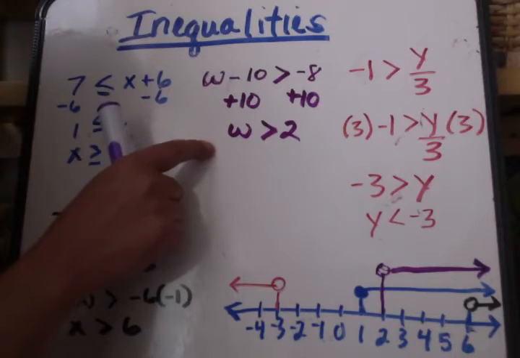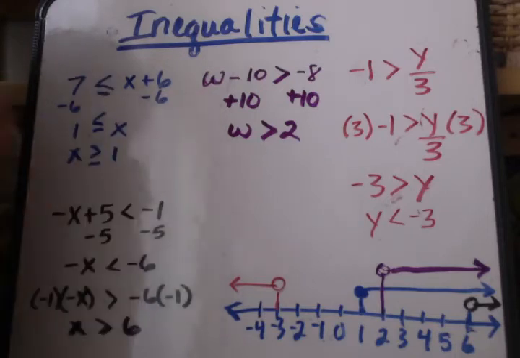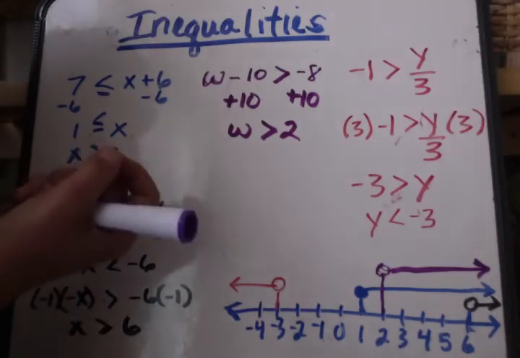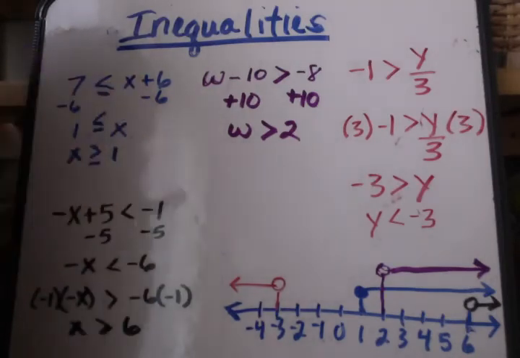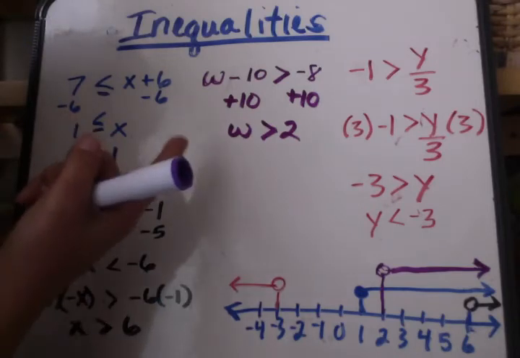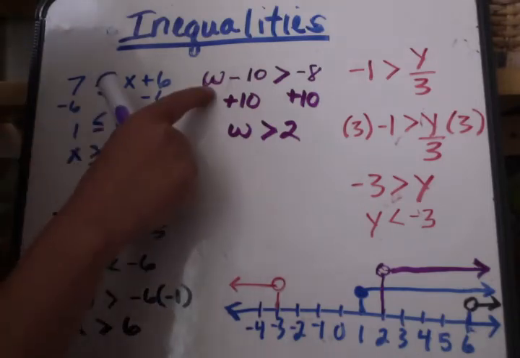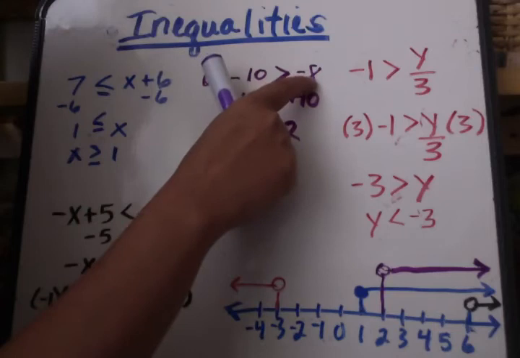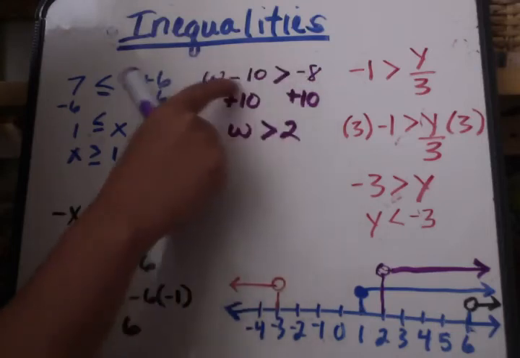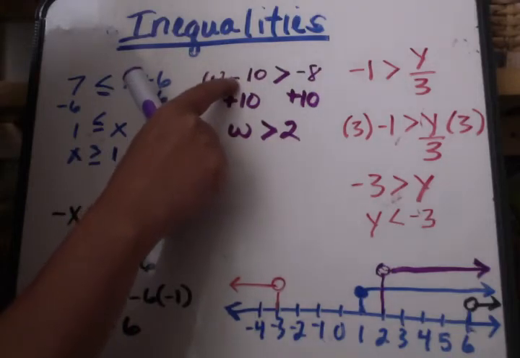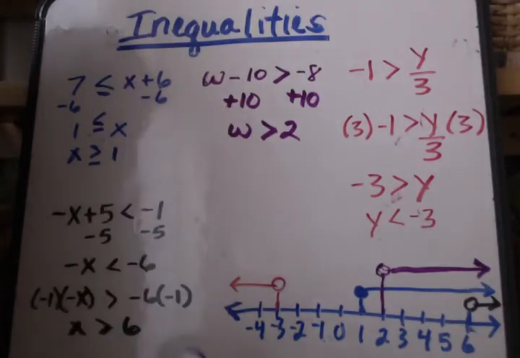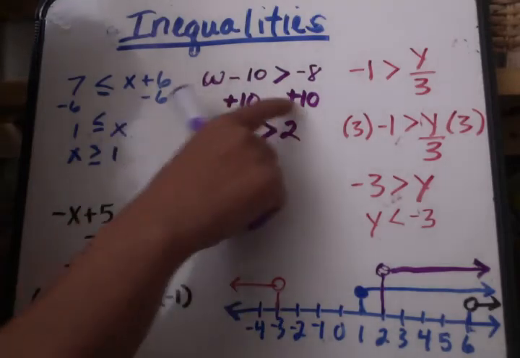All right, next example. W minus 10 is greater than negative 8. Now in this one you might think, oh, there's a negative sign, I might have to flip the inequality around, and no you don't. Let's take a look at how this works. W minus 10 equals negative 8. I'm sorry, greater than negative 8. So here I have a negative 10, I want to add 10 to both sides. I do the inverse operation of minus, it's plus, plus 10, plus 10.